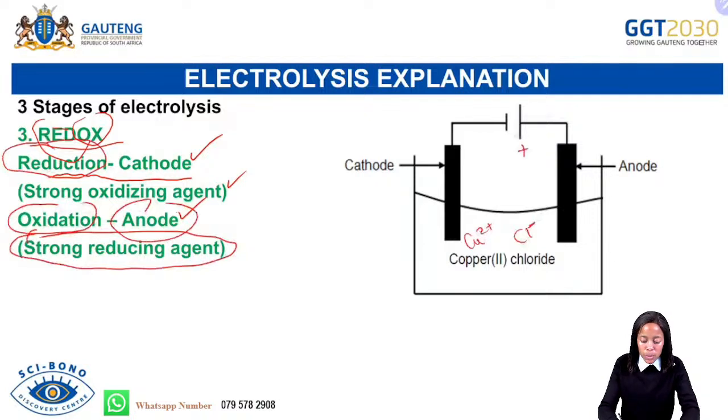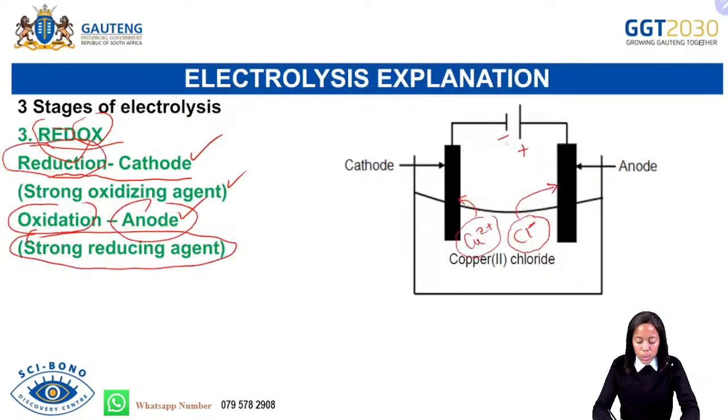So this one is the positive terminal, this one is the negative terminal. And then we said that the chloride ions, so they are anions, they are going to migrate to where? They are going to migrate to the anode. And then we said the cations, which are positive, are therefore going to migrate to the what? Are therefore going to migrate to the cathode, which is negative.